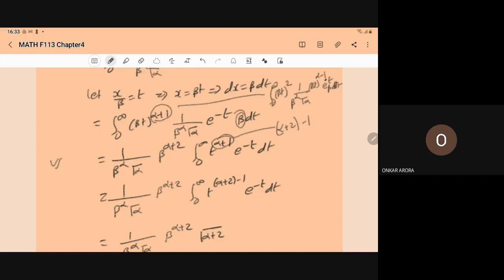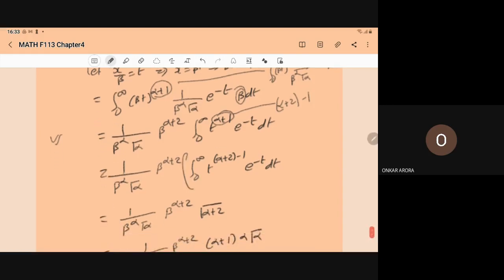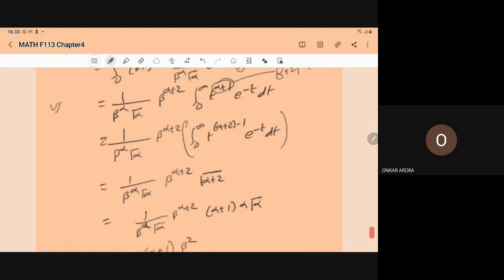So this will become 1 upon beta to power alpha gamma of alpha, beta to power alpha plus 2, integral 0 to infinity t to power alpha plus 2 minus 1 e to power minus t. So what is the advantage? This is the famous gamma function. So that can be written as gamma of alpha plus 2, and gamma of alpha plus 2 can be written as alpha plus 1 gamma of alpha plus 1, and this gamma of alpha plus 1 can be written as alpha gamma of alpha.